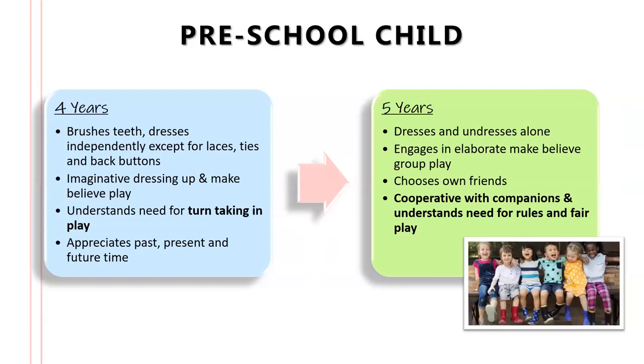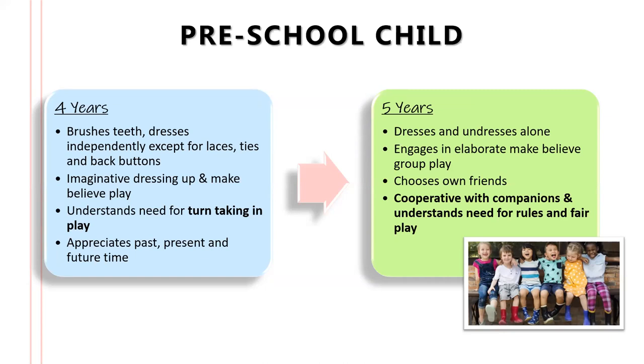And then next, for 4 years old, they start to dress independently. At 4 to 5 years old, they grow in their understanding of rules. So they understand the need for taking turns in play. They appreciate the past, the present, and future time. At this stage, the caregiver needs to provide information and explanation of the human role. The red flag is when they are unwilling or unable to play cooperatively.